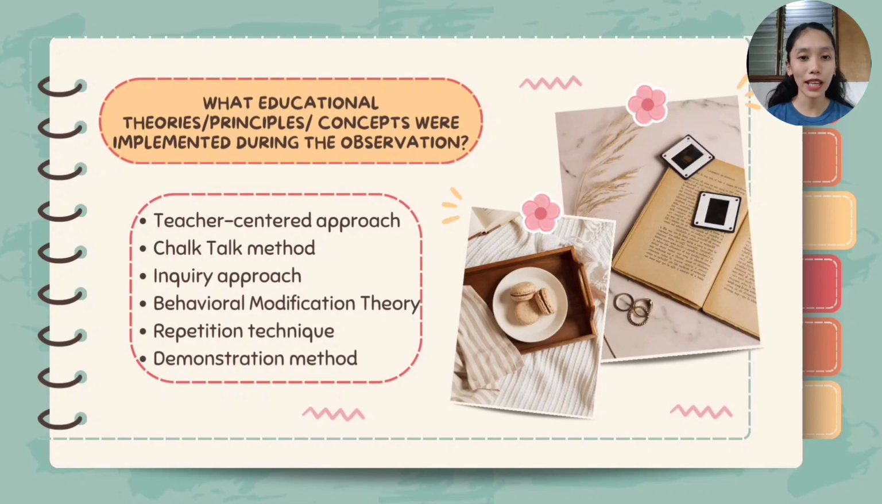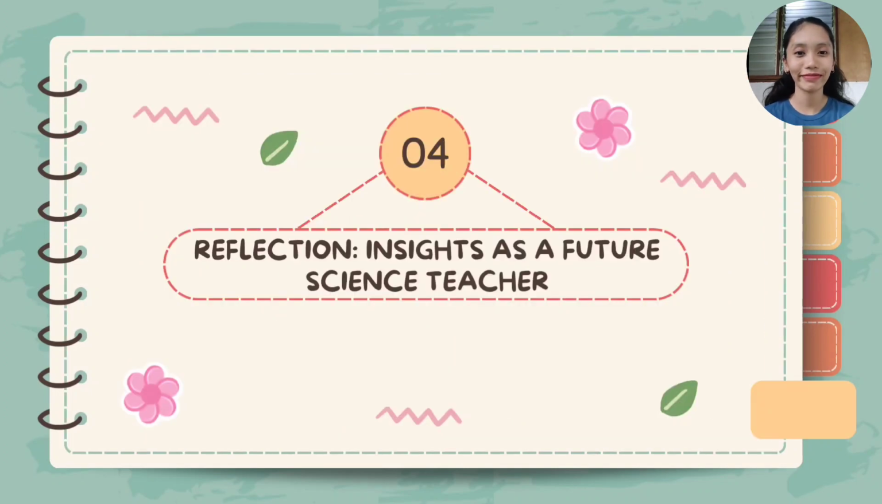Lastly is the demonstration method, wherein the teacher demonstrates something so that the students will have a better grasp of an abstract concept. Just like when the teacher used a rope and a slinky toy to demonstrate the differences between the propagation of mechanical waves, which are transverse and longitudinal waves. It was nice because even I, watching, understood better the differences between the propagation of those two mechanical waves.